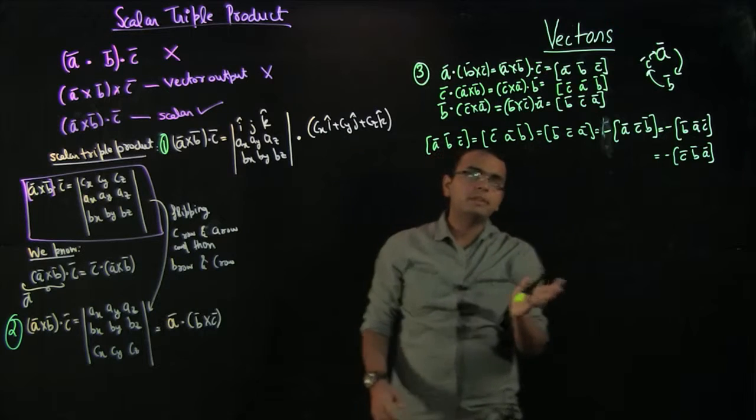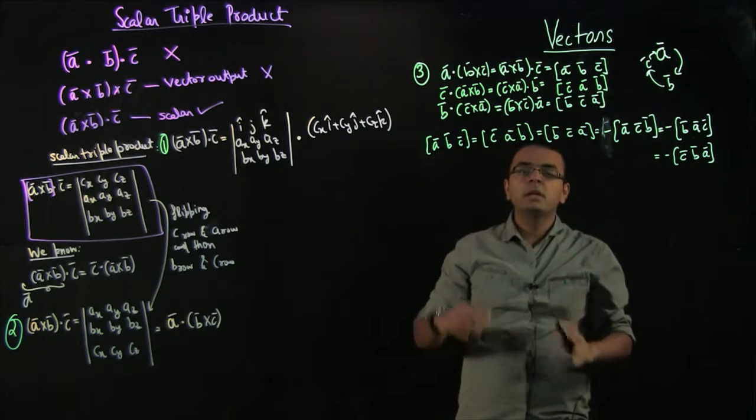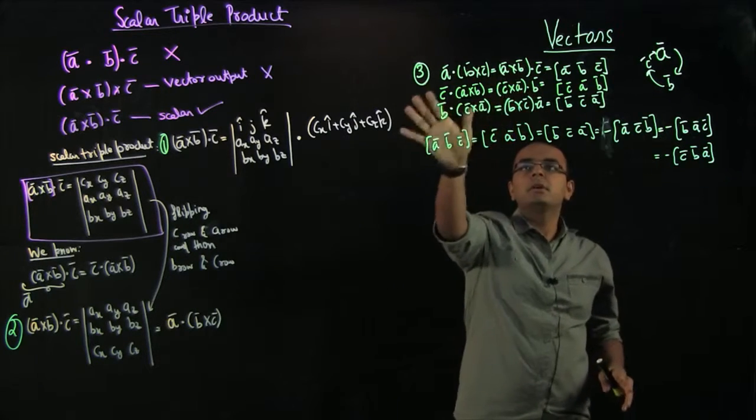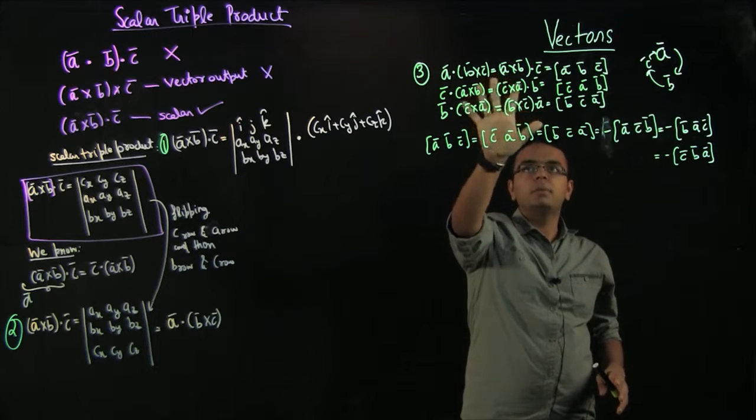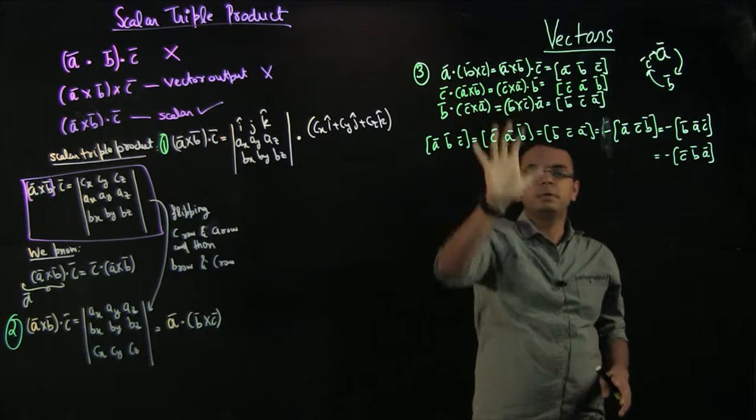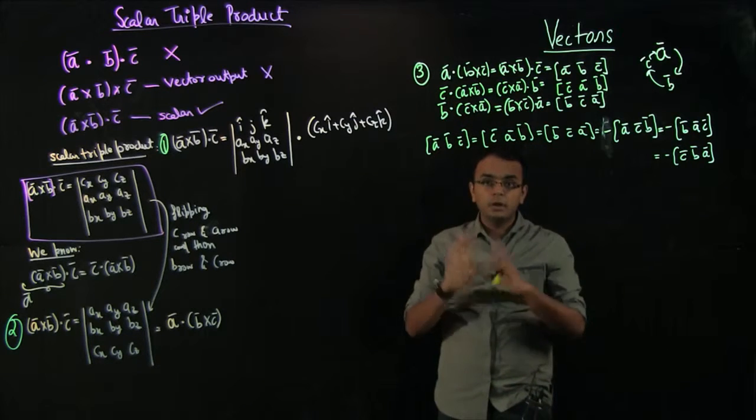In the third property, you said there is a cyclic property of the whole system, and that we saw by exchanging the dot and cross. By exchanging, using the property of dot product, that A cross B dot C is equal to C dot A cross B. So there are a lot of things here.